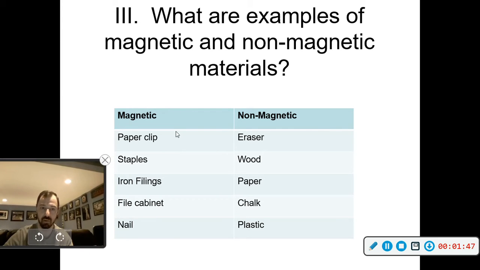Okay, magnetic materials are mostly metal things, as I mentioned. So paperclips, staples, iron filings, file cabinets, nails. That's why on construction sites they can have a stick with a magnet on the end of it to attract nails. Non-magnetic materials include erasers, wood, paper, chalk, and plastic. The magnetic field, which we're going to talk about in a moment, passes right through those substances and does not interact with them at all. So they're not magnetically attracted.